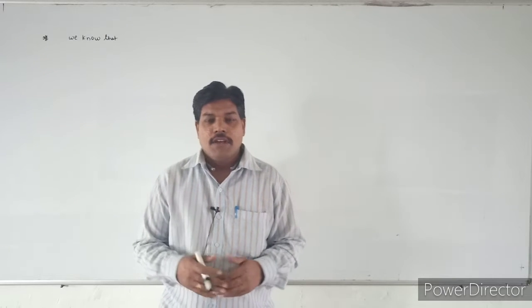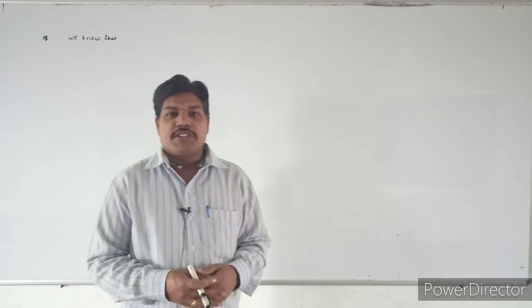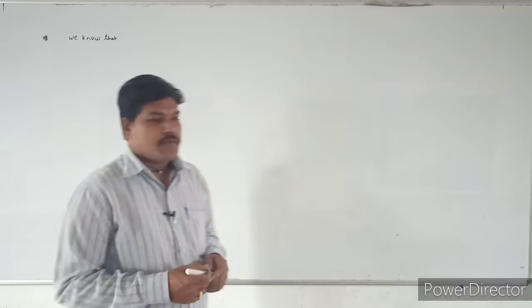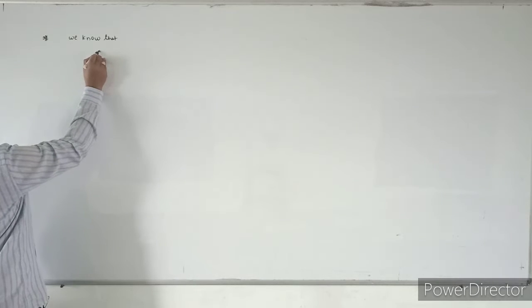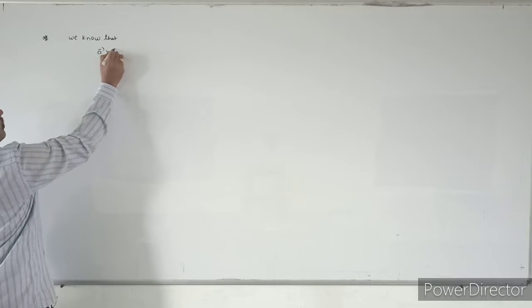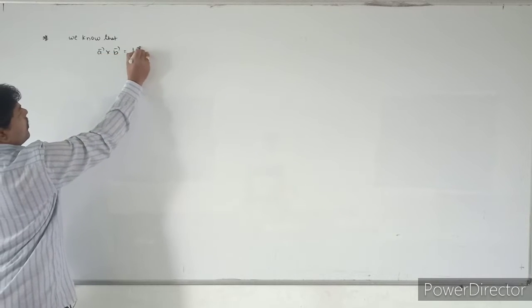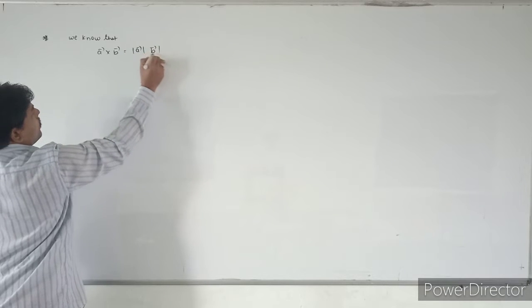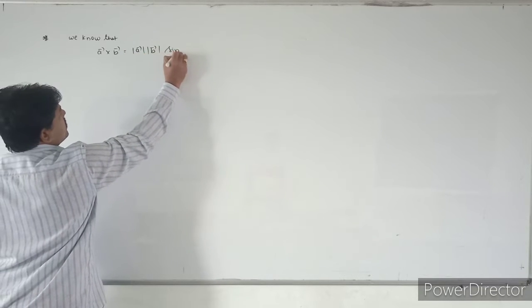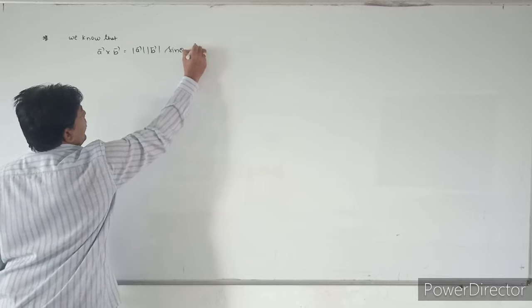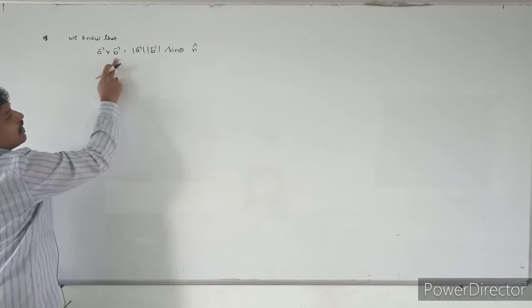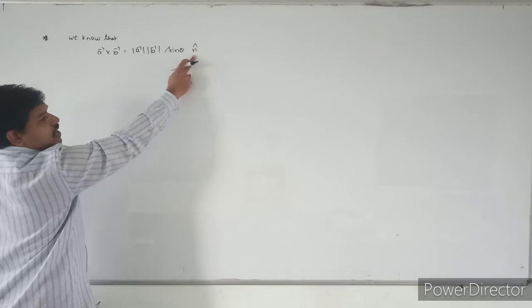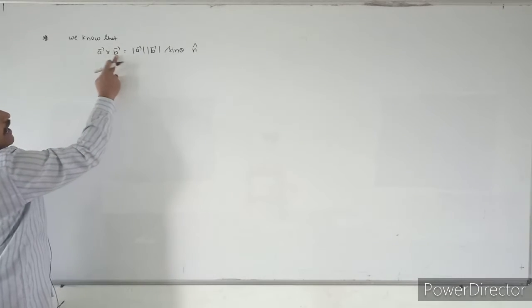See students, we have already taken some observations in the cross product. The next observation is, we already know that A bar cross B bar is equal to mod A bar mod B bar sin theta into n cap. We already know what theta is: theta is the angle between the two vectors, and n cap is the unit vector perpendicular to A and B.